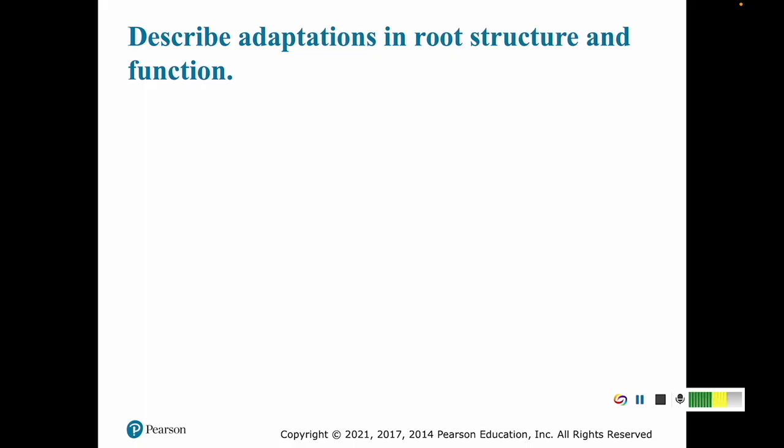So describe the adaptations in root structure and function. We just discussed several. See how many you can remember just from listening and seeing the image. And then you can go back and write down your answers. If you need to go back and refer to the image, you can.